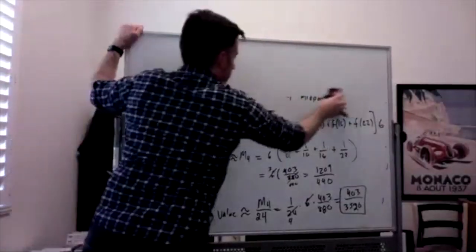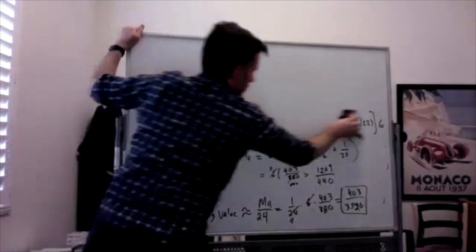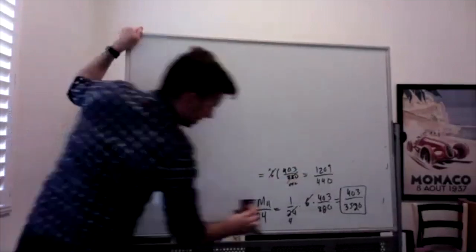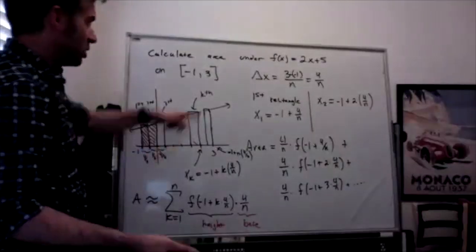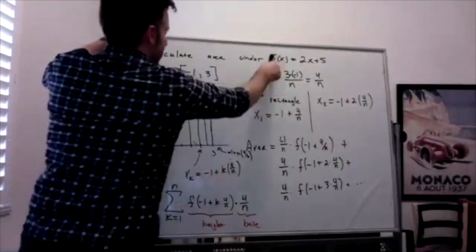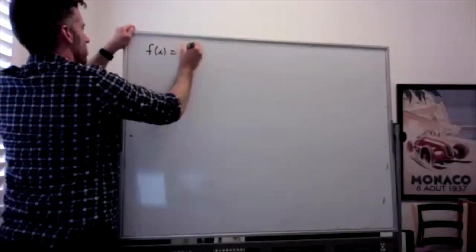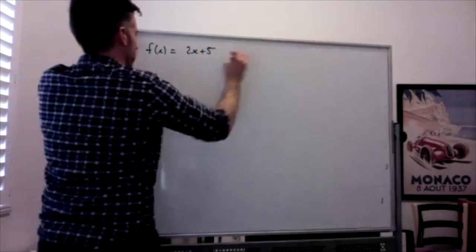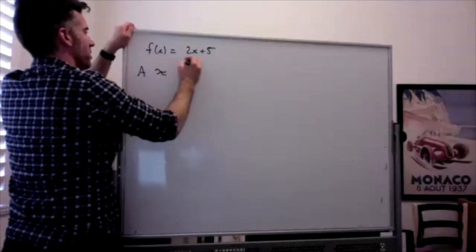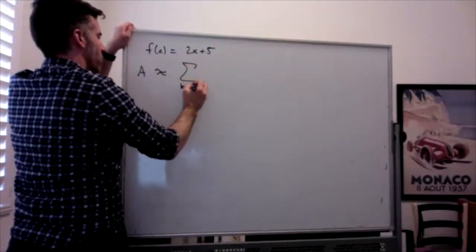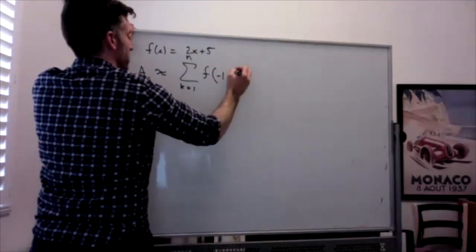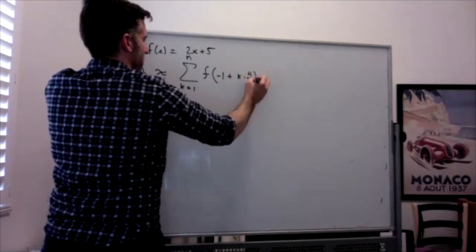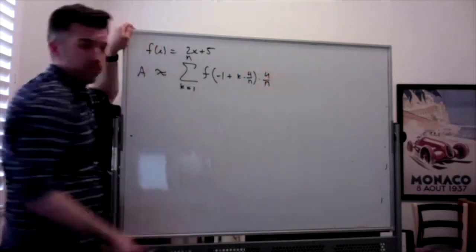So now we're going to use some things we talked about last week to actually calculate this thing. First of all, I need to actually use the function. So f of x is 2x plus 5, and we're approximating the area with the sum from k equals 1 to n of f of -1 plus k times 4 over n, times 4 over n.